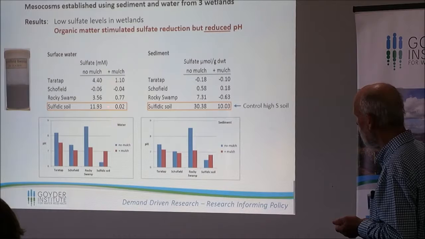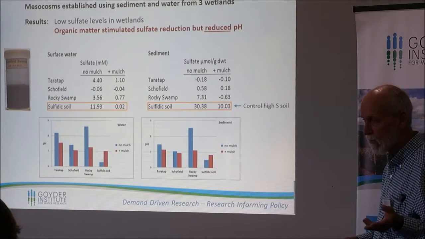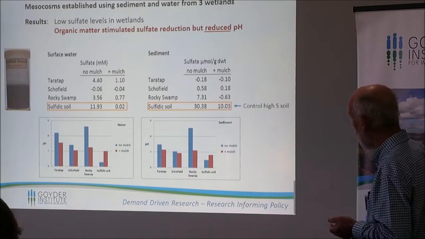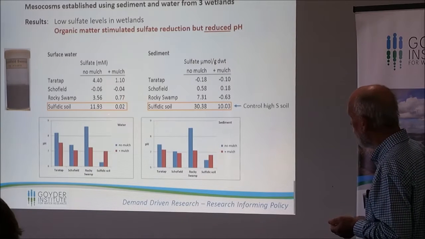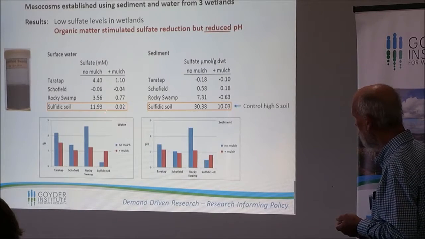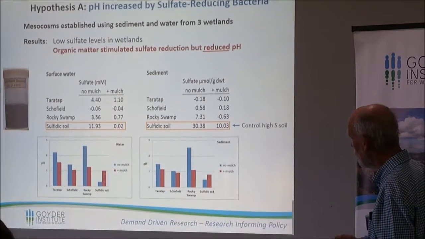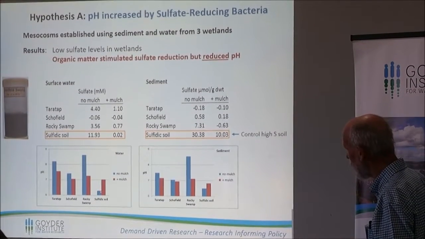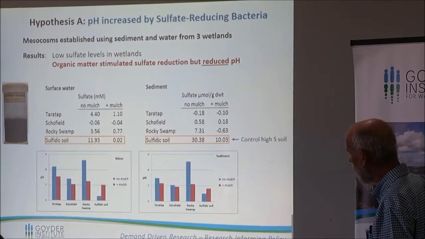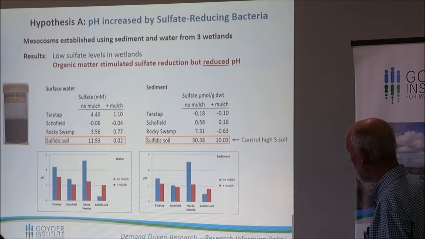Now, let me just explain this graph, because this is what should happen if it has to do with sulfate-reducing bacteria. This was soil collected from the lower lakes, which is very high in sulfides or sulfate. If you feed it with mulch, and what we did is we chopped up Phragmites mulch and put it into it, you can see that the sulfate is converted into sulfides. At the same time, the pH goes up. Now, it's not a really high pH, but it does go up.